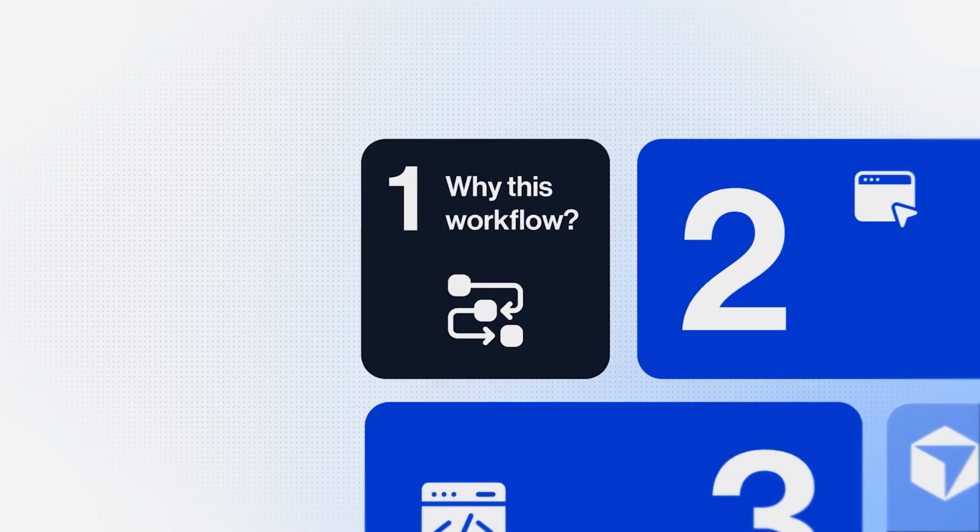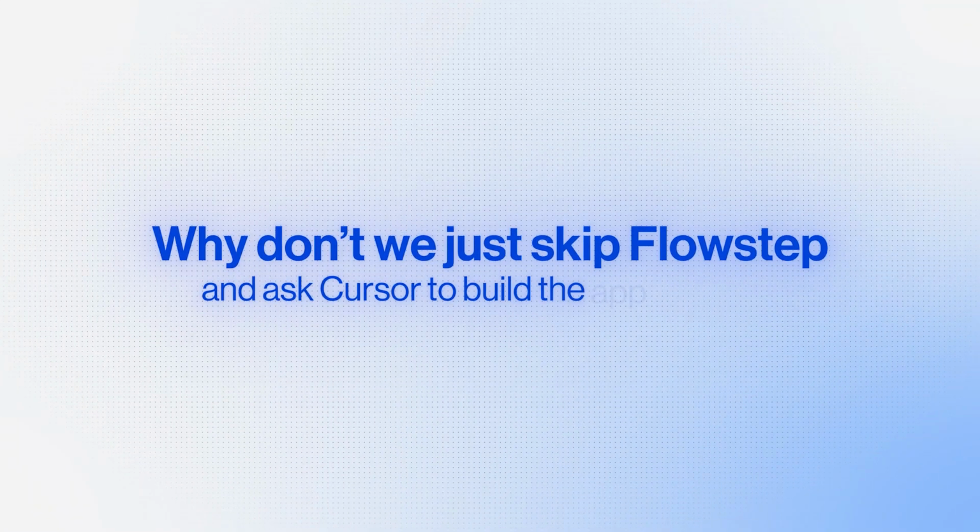Why this workflow? Before we dive in, let me explain why this two-step workflow matters, because you might be wondering, why don't we just skip Flowstep and ask Cursor to build the app directly? The whole point of starting in Flowstep is to figure out what you're actually building before you commit to it. When you jump straight into a coding tool like Cursor, every change is expensive. It costs you tokens, it costs you time, and once the agent has built something, exploring a different direction means tearing down what's already there and starting over.